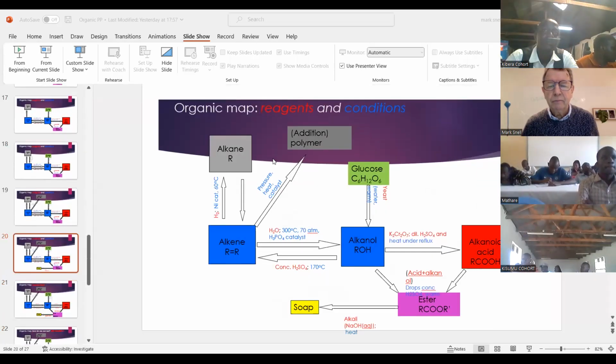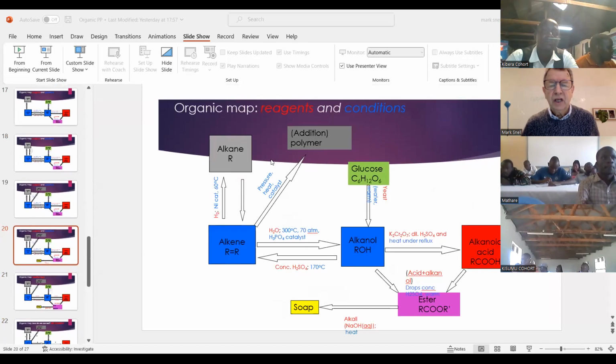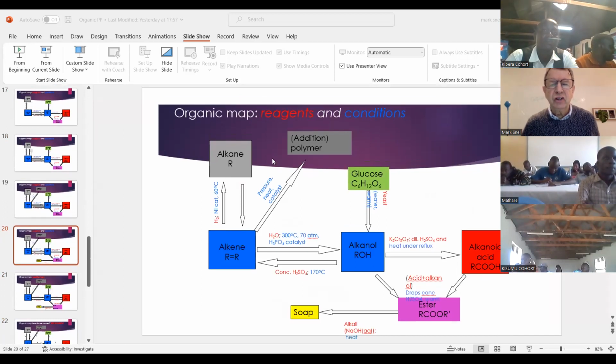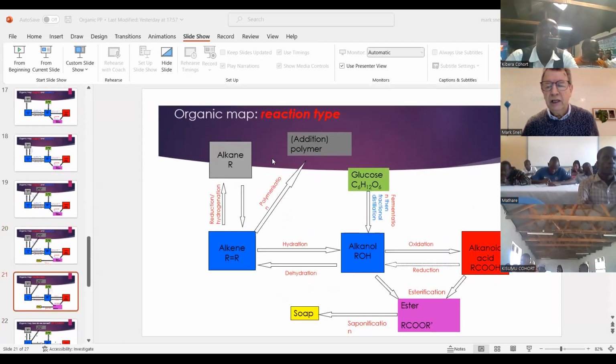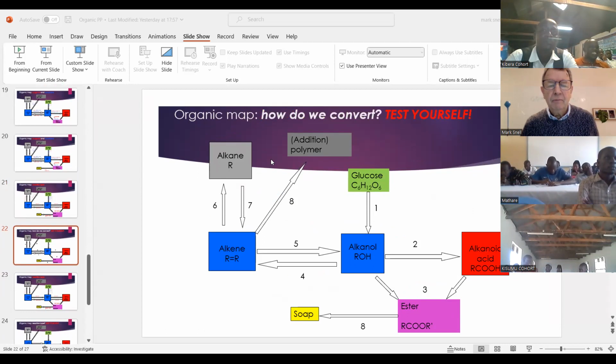So here's the map, which I think is useful. I do it with reagents and conditions, and then types of reaction, like this. You'll get this when you get the PowerPoint. Get students to write it out with numbers and test them. What's at number 1? What's at number 2? What's at number 5? Okay, who's got the answer to number 8, and so on?